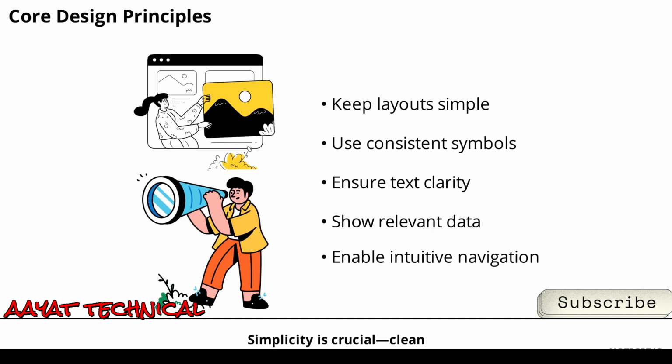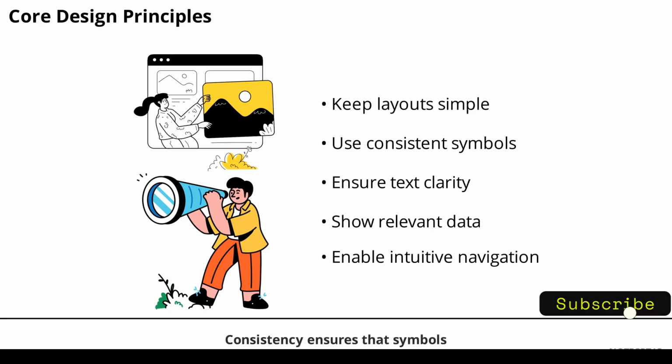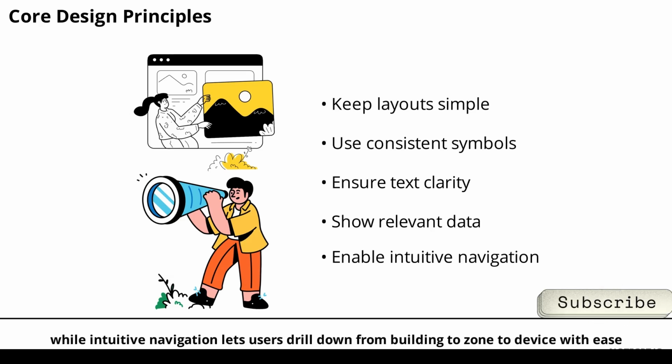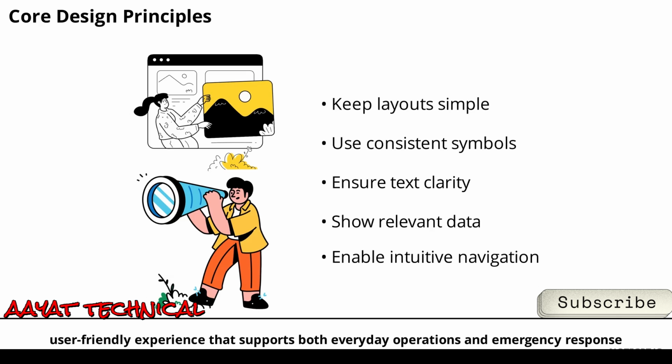Simplicity is crucial. Clean, uncluttered layouts help users focus on what matters. Consistency ensures that symbols, colors, and fonts are uniform across all pages, reducing confusion. Clarity means using legible text and only showing relevant data, while intuitive navigation lets users drill down from building to zone to device with ease. These principles work together to create a seamless, user-friendly experience that supports both everyday operations and emergency response.